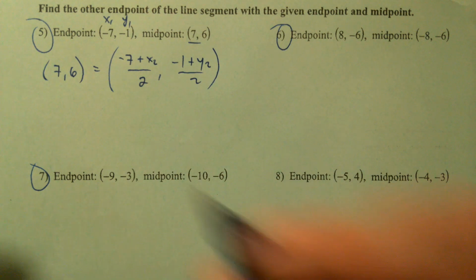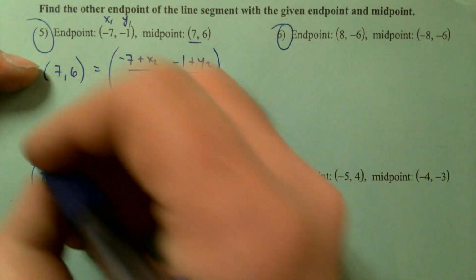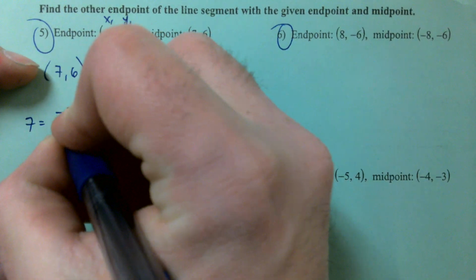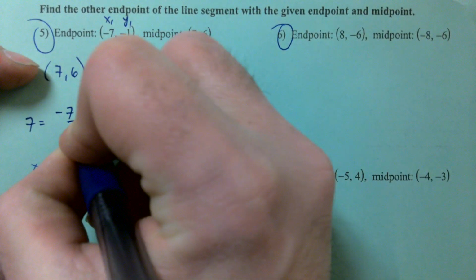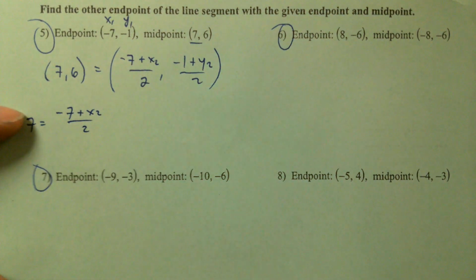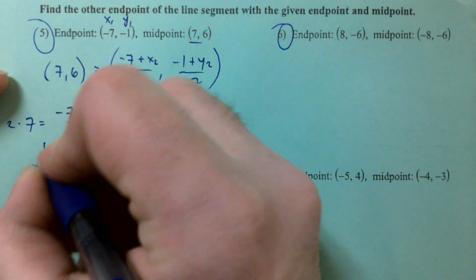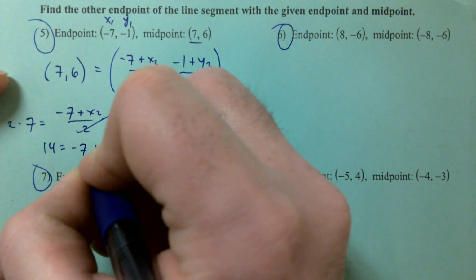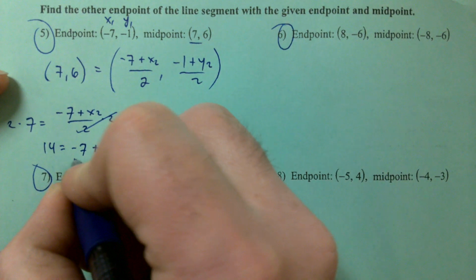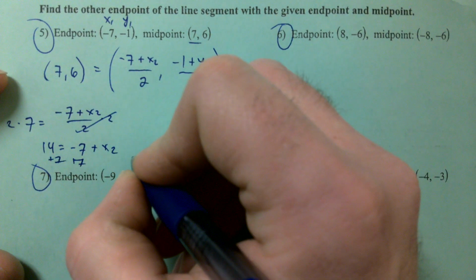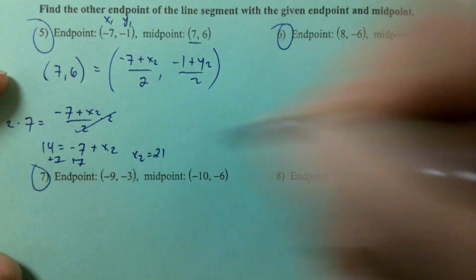So let's solve for x first. I know that my x has to be 7. Negative 7 plus x2 over 2. Right? And I'm just solving for x2. So I'll multiply by 2. I get 14. And then I add 7. And I get x2 equals 21.